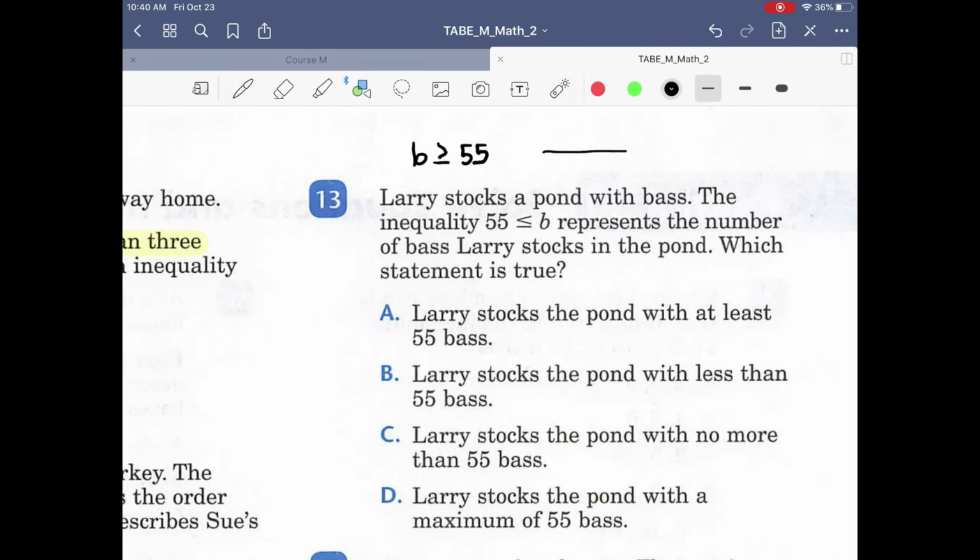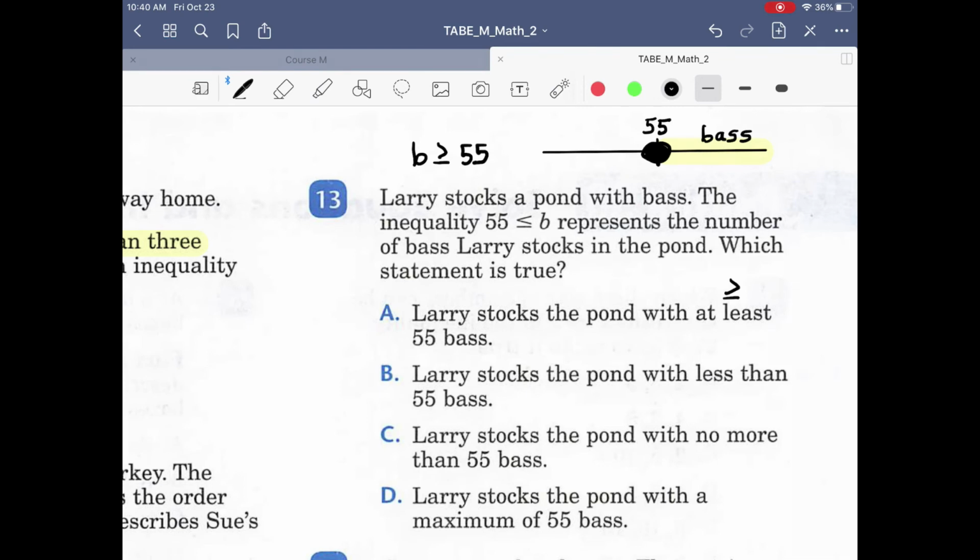And then I'm going to graph. Can we include 55? We can. So let's color in the circle. And then anything above 55 would be the number of bass in the pond. So the bass number are greater or equal to 55. Larry stocks the pond with at least 55.